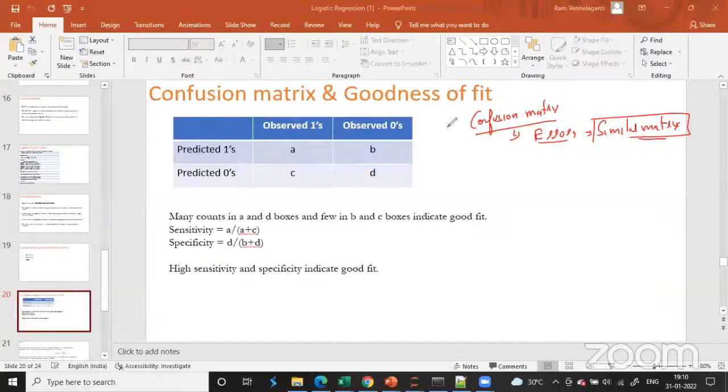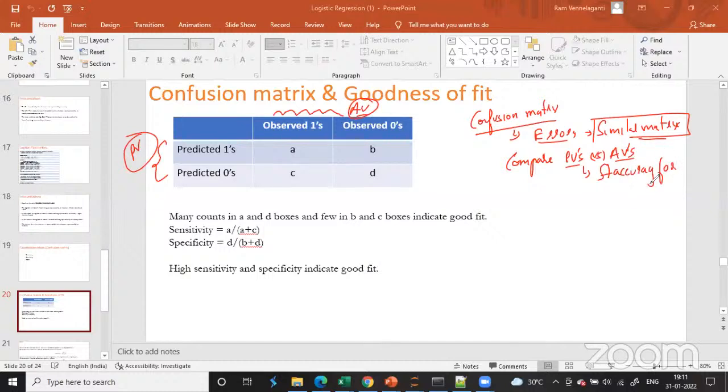What is this confusion matrix all about is you have your row names as your predicted values. You have your column names as your actual values. So we are trying to compare your predictions with your actual values. And then we can find out what is the accuracy for our logistic regression model. Now, let us first assume my positive class is 1 and my negative class is 0. So this is the assumption what we are going to make.